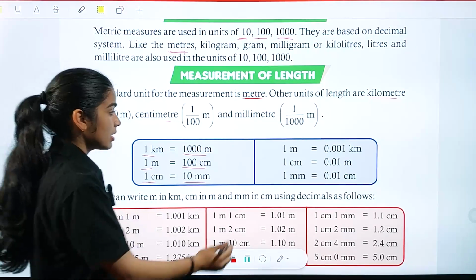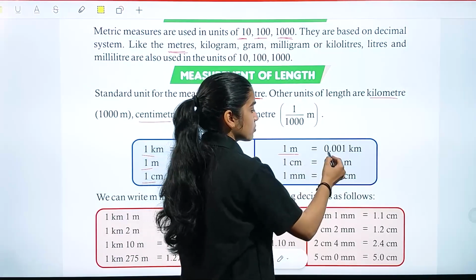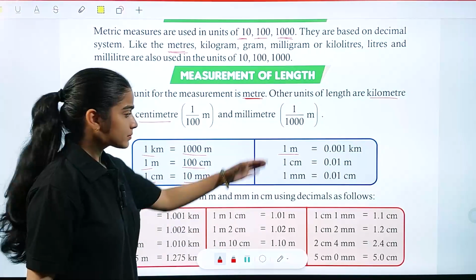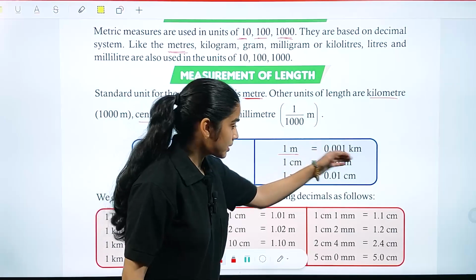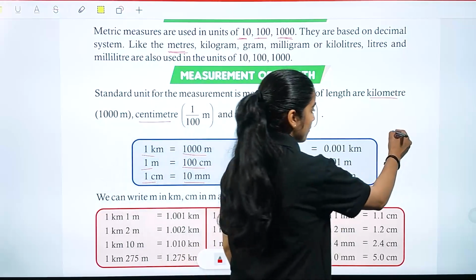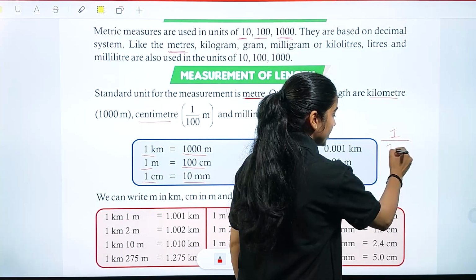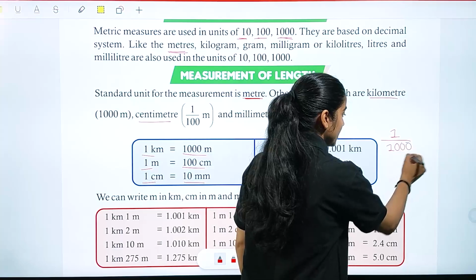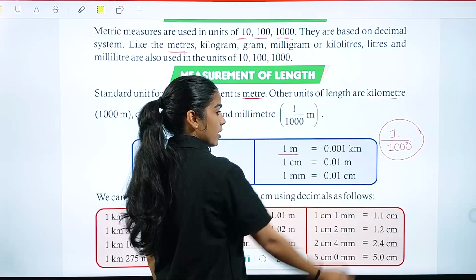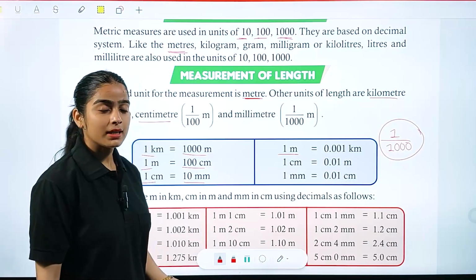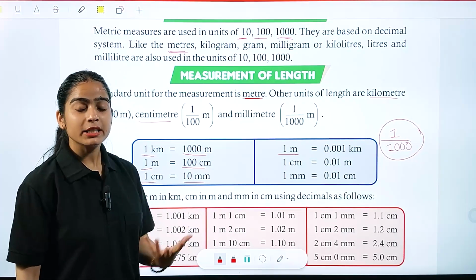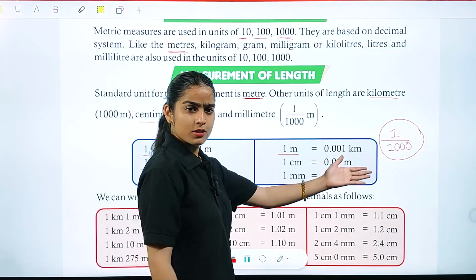Now, you can write 1 meter is equal to 0.001 kilometer. In this case, whenever you are converting a smaller unit into a bigger one, because meter is smaller than kilometer, you have to divide. So for example, you have 1 meter and you have to divide it by the kilometer value, which is 1 by 1000. So this will be converted to 0.001, which we have already done in our decimal part. Remember how we write the decimal point if we have to divide by a multiple of 10. So I hope this is clear to you.